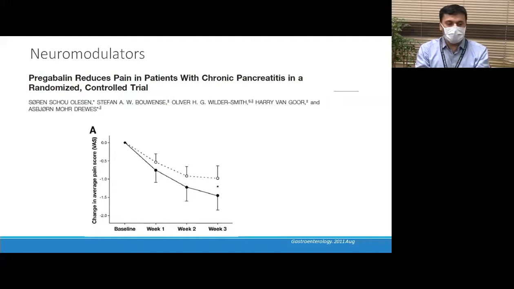The adverse effects associated with pregabalin were lightheadedness and the feeling of a drunk-like situation. These were the two adverse effects that were noted in patients on pregabalin.